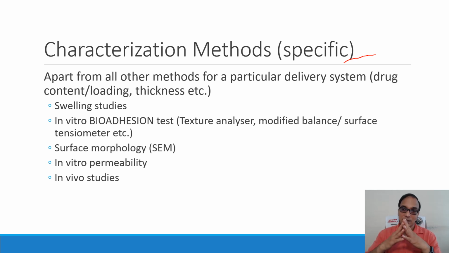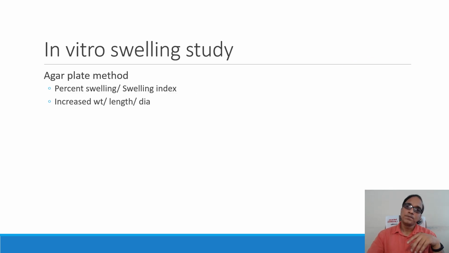There are so many techniques. Surface morphology is a common technique, not a specific one. But in this case it needs specific attention, which is why we have categorized it here. It needs attention on whether there is a change in the surface morphology on hydration. Unlike the other things, you see the effect before and after hydration, or before and after swelling, let's say. Then there are in vitro permeability and in vivo studies. So, let's move one by one.